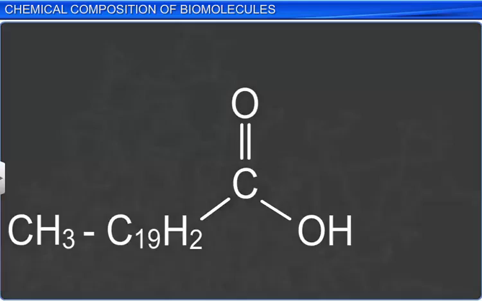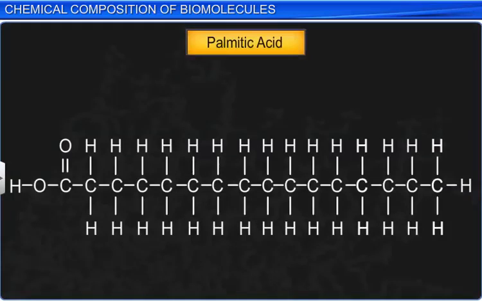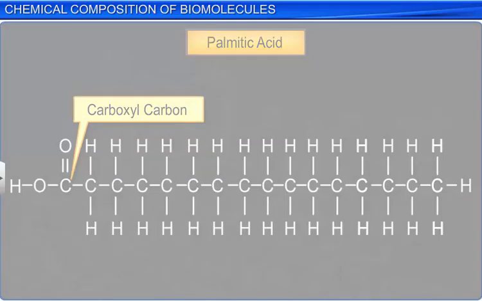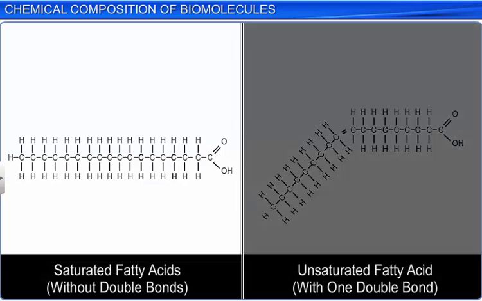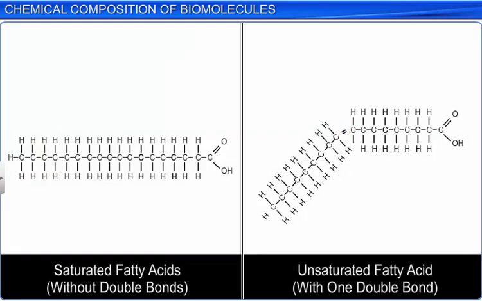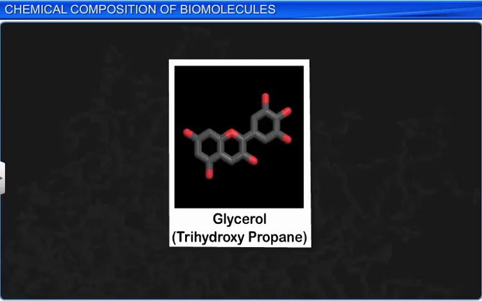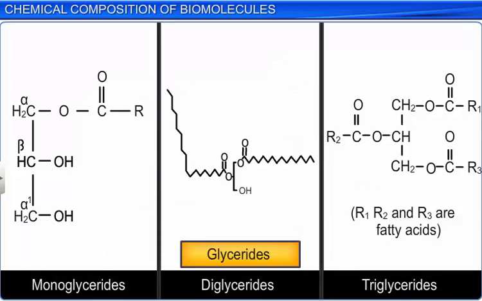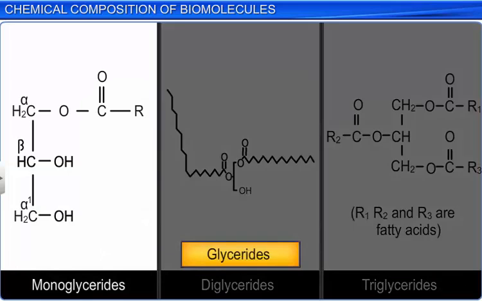For example, palmitic acid has 16 carbons, including a carboxyl carbon. Fatty acids can be saturated or without a double bond. They can be unsaturated or with one or more C double bond C. Glycerol or trihydroxypropane is a simple lipid. When fatty acids combine with glycerol, they form esters, also known as glycerides. Glycerides can be monoglycerides, diglycerides, and triglycerides.